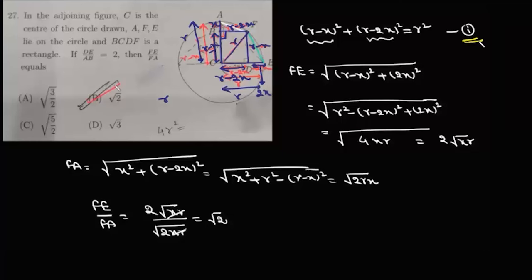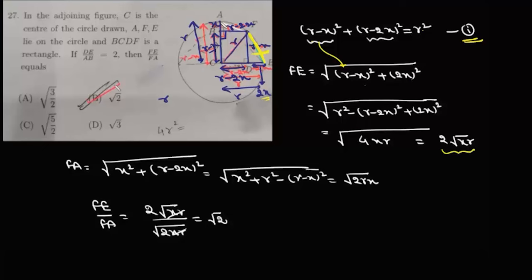Now we need to find the ratio of FE upon FA. Now FE is this length. Now FE is basically under root of r minus x square plus 2x square. Now we can replace r minus x from this. It will be r square minus r minus 2x whole square. If you simplify it, r square will cancel, 2x square will cancel. It will be simply 4xr, or 2 under root xr.